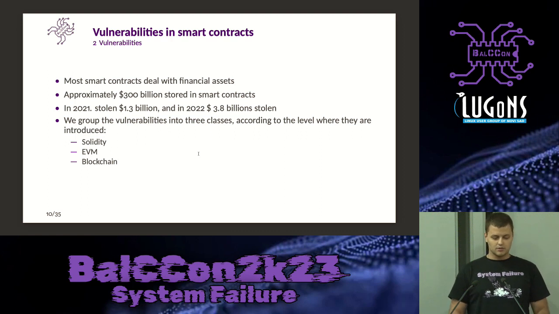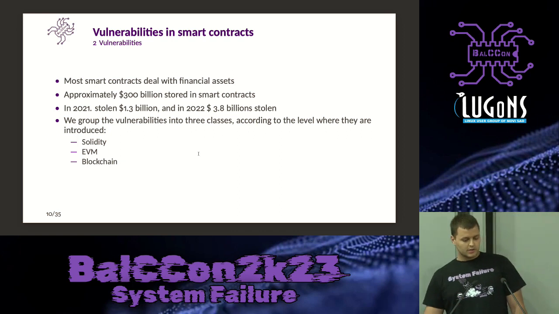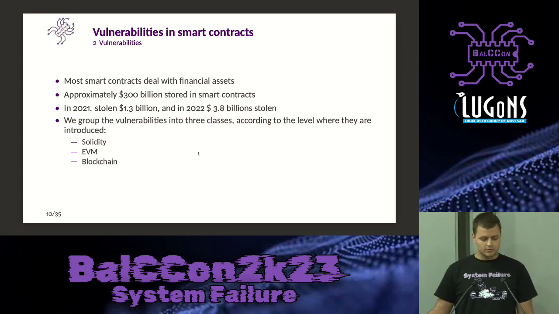So yeah, the money is insane from my point of view. There is now 300 billion stored in smart contracts, and each year the amount stolen increases: 1.3 billion in 2021, 3.8 billion in 2022. Even if the hype slows down, more and more money gets stolen there.